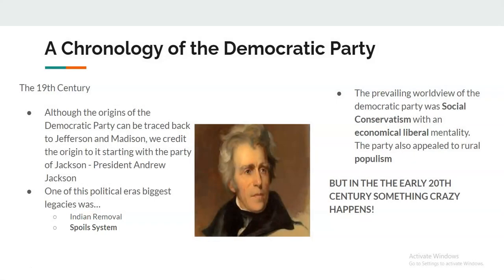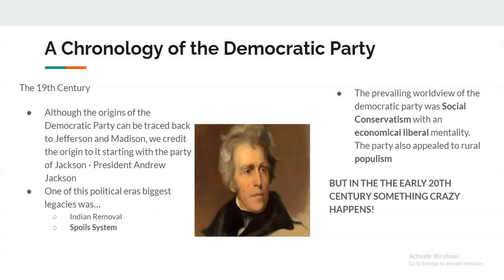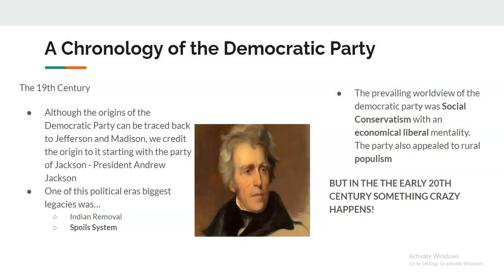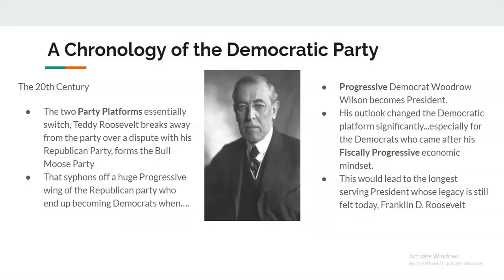The prevailing worldview of the Democratic Party was social conservatism with an economically liberal mentality. The party also appeared to rule populism. But in the early 20th century, something crazy happens. The two party platforms essentially switch.